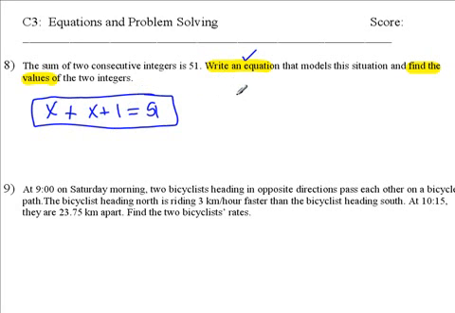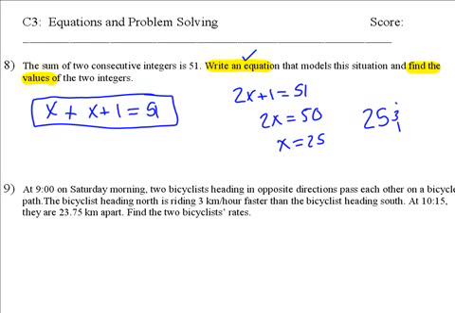Well, if I add the two x's together, I have 2x plus 1 equals 51. If I take the 1 away from both sides, I have 2x equals 50. Divide by 2, x is 25. Therefore, my first number is 25, and my second number, according to this, is just one bigger, which would be 26. So 25 and 26 are two consecutive numbers that add up to 51.